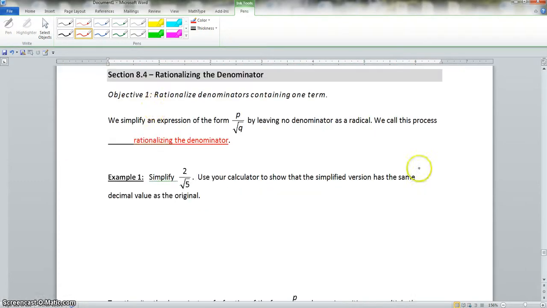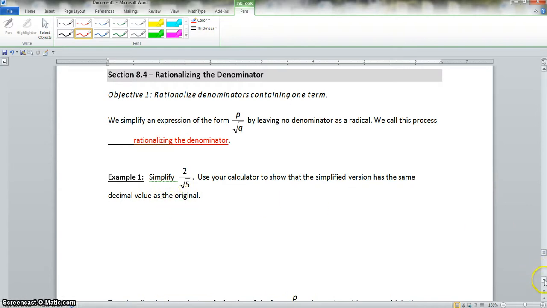Now we scroll here to section A for rationalizing the denominator. Objective 1, rationalize denominators containing one term. We simplify an expression of the form p over the square root of q by leaving no denominator as a radical. We call this process rationalizing the denominator. Now, example 1, simplify 2 over the square root of 5. Use your calculator to show that the simplified version has the same decimal value as the original.